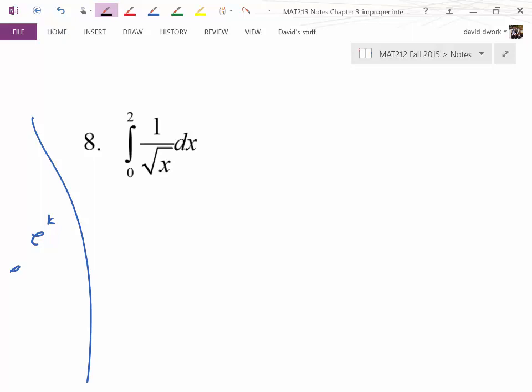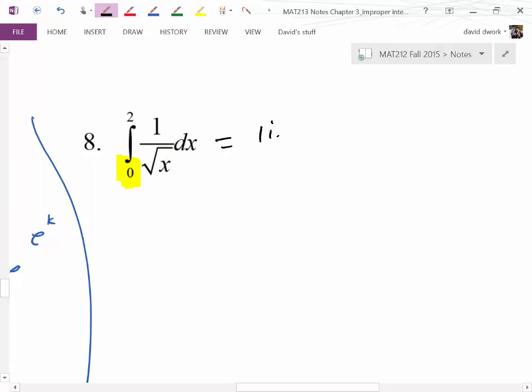Problem number 8. Take a pause, try it yourself. We've seen stuff like this before. All right, here we go. I'm going to go ahead and say this is an improper integral because I'm substituting in 0, and dividing by 0 in this context would be 1 divided by 0, so it's undefined.